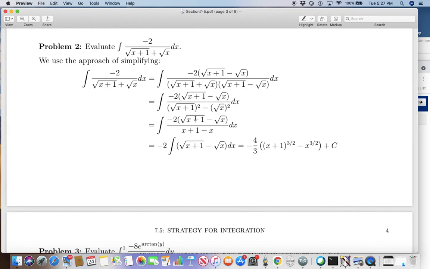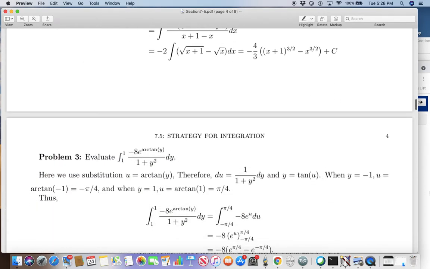So the numerator continues as it is. The denominator is x plus 1 minus x, which simplifies to 1. So all you have is negative 2 times (square root of x plus 1 minus square root of x) dx. Now this is straightforward because these are just powers: (x plus 1) to the power half, and x to the power half. You can simply integrate: (x plus 1) to the power 3 halves over 3 halves. Dividing by 3 halves gives a 3 below and 2 above, and with the 2 that became a 4 above. So that's a negative, and the same story here.